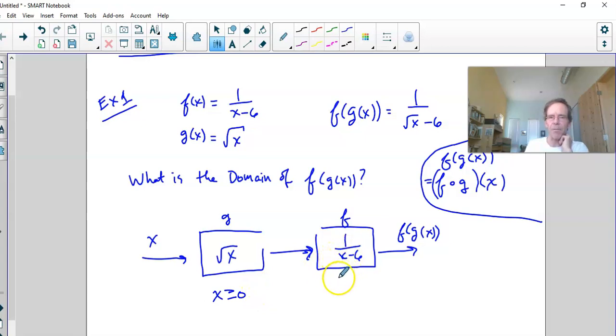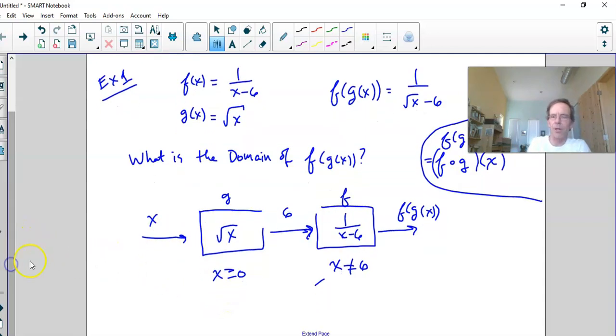All right, for f, can you see that if x were 6, the denominator would be 0? We can't have 6 here, 1 over x minus 6. If x were 6, we'd be dividing by 0, 1 over 0. So what x going into g would spit out a 6? Now this one's so easy you can probably think about it in your head. If we throw in 36, then we take the square root, we get 6, and that would be a problem for f. So we don't want x to be 36.